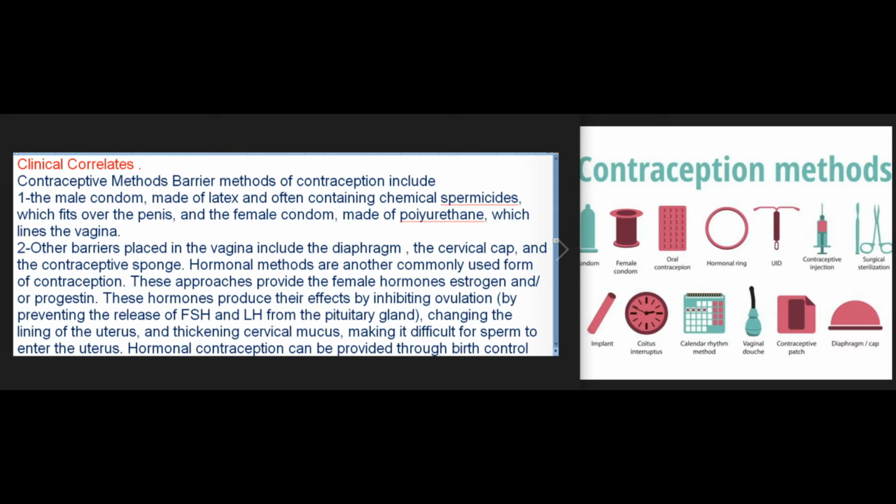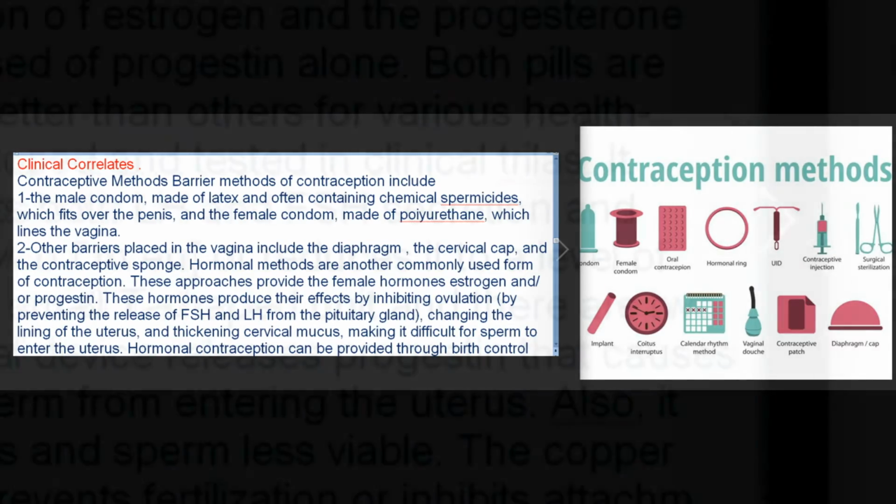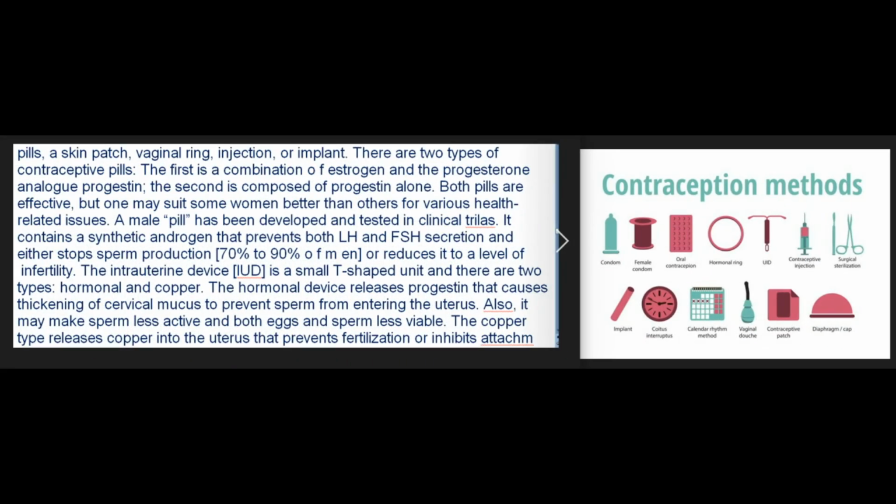Hormonal methods are another commonly used form of contraception. These approaches provide the female hormones estrogen and/or progestin. These hormones produce their effects by inhibiting ovulation, by preventing the release of FSH and LH from the pituitary gland, changing the lining of the uterus, and thickening cervical mucus, making it difficult for sperm to enter the uterus. Hormonal contraception can be provided through birth control pills, a skin patch, vaginal ring, injection, or implant.